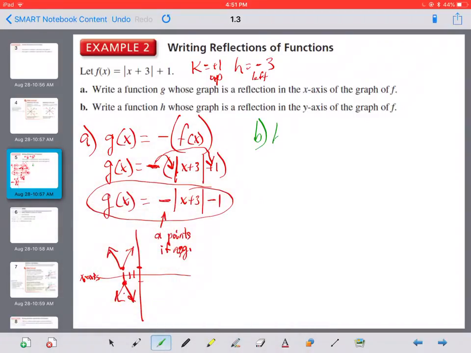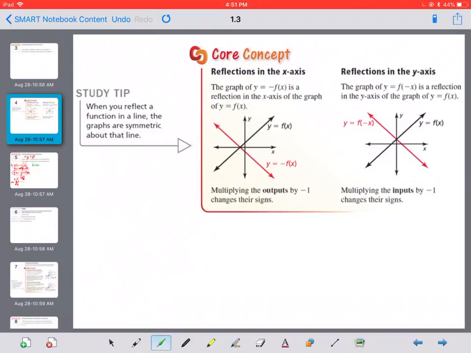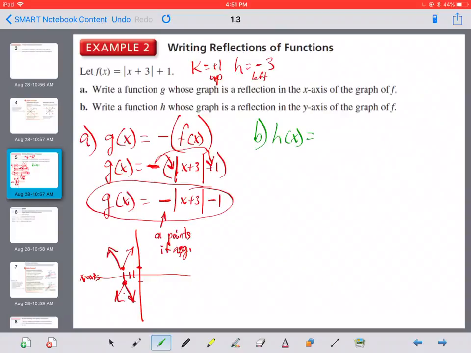Now let's look at B. I'm going to change color here to green so we can follow along. Write a function h whose graph is a reflection in the y-axis of the graph of f of x. Well, I forgot about y-axis, so I should go back and look at my notes. For the reflection in the y-axis, I'm going to negative just the x, the thing on the inside, and that makes sense.